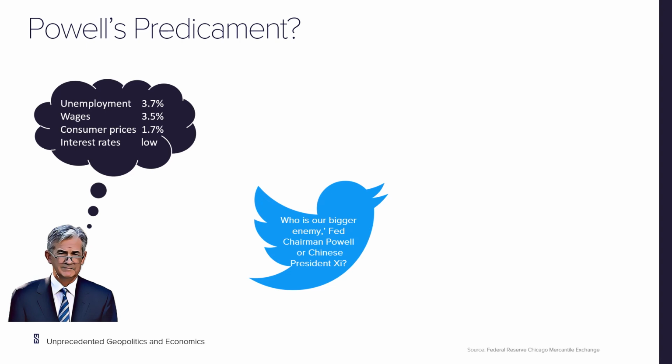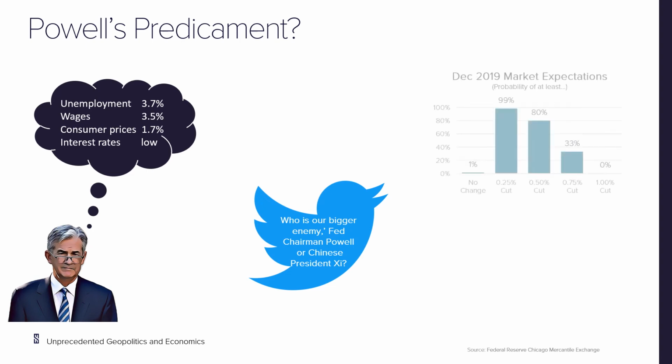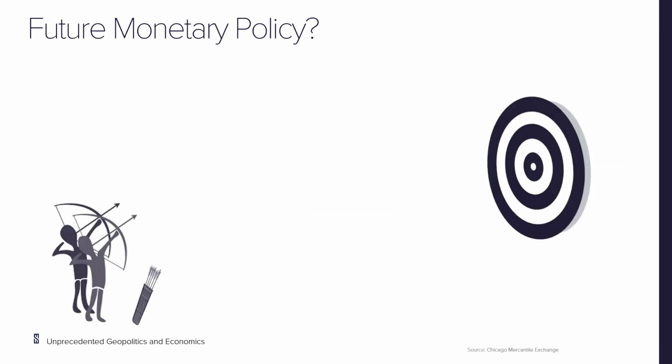And it's not just coming from the president. The financial markets are exuding pressure. They've priced in a 99% chance of at least a 0.25% rate cut and an 80% chance of a 0.5% rate cut before the end of the year. Pressure, pressure, pressure building. So what's next for monetary policy?